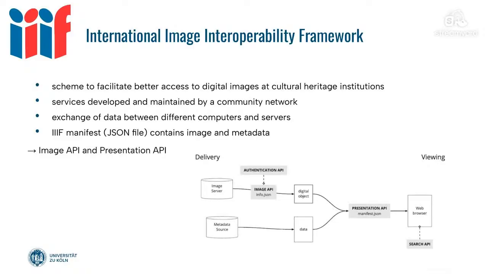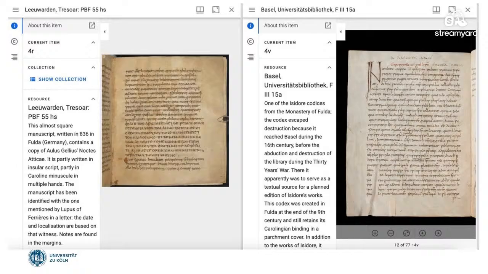So the most important are the image API and the presentation API. And the IIIF manifests are a very important tool to keep the connection between the metadata, the image, and also the library of origin, so it does not get disconnected. And it allows us also to view and compare 2 different manuscripts, or even more, from 2 different libraries.